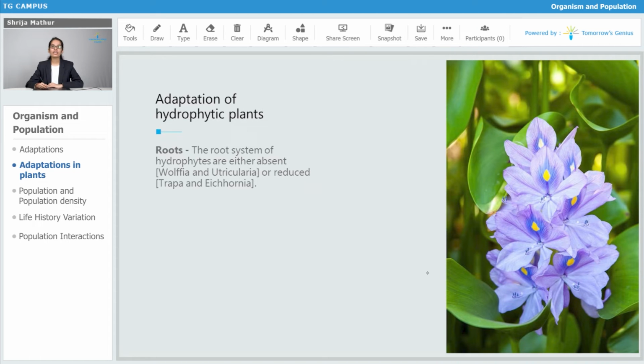Reduced in the case of Eichhornia and Trapa. Root cap is absent in Eichhornia. In place of the root cap, a root pocket is present which is filled by air. All other hydrophytes have the root cap at the bottom, but when we are talking about Eichhornia specifically, it does not have the root cap, rather it has a root pocket.